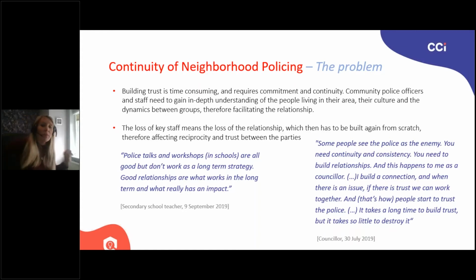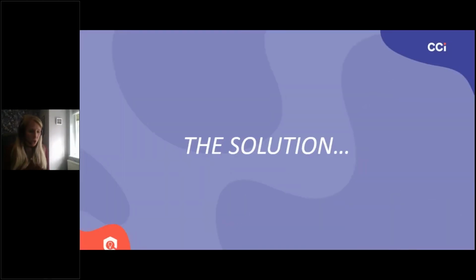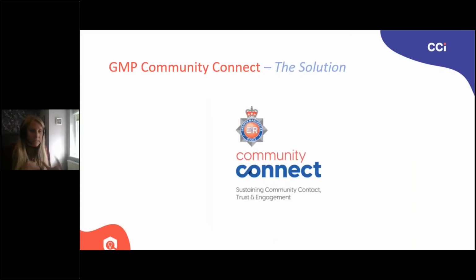When you lose staff, you lose that relationship, which has to be built from scratch, and that affects reciprocity and trust between the parties. So what was the solution that we designed? The idea behind the solution is very, very simple. We thought we need a good handover protocol that is tailored to the specific roles of neighbourhood policing officers and staff. So we developed this tool, which is called Community Connect.